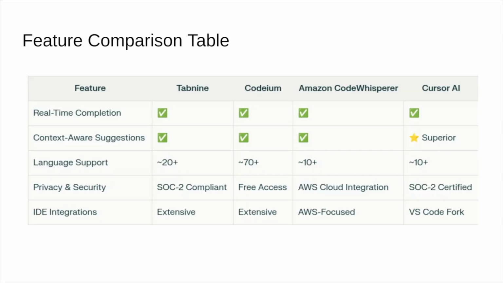This is the comparison table. The key thing to note here is the context-aware suggestions, in which Cursor AI stands out. Even though Cursor AI has less language support, one of the major reasons for its huge standout in this industry is because of the IDE integration, which is a VS Code fork, which most developers are using, and its superiority in the context-aware suggestions.